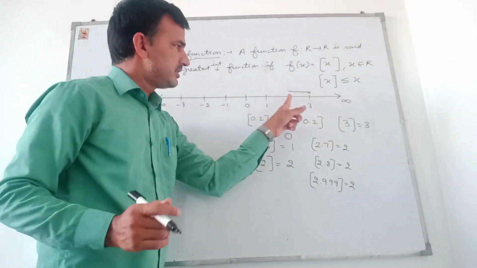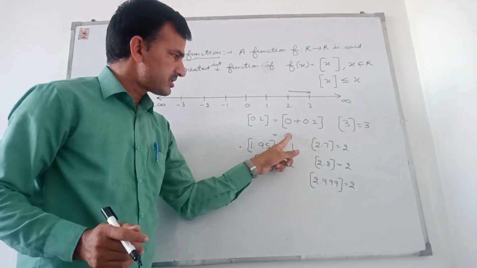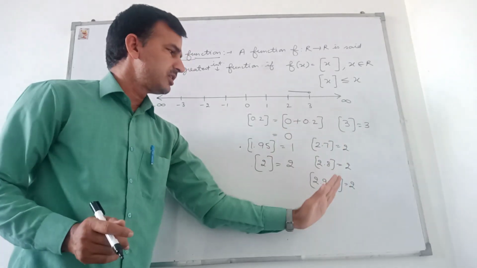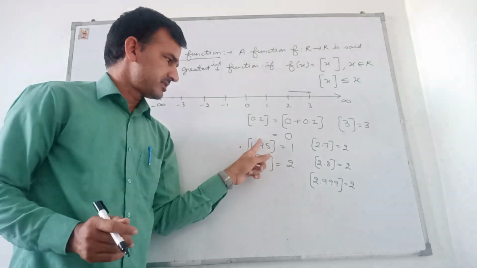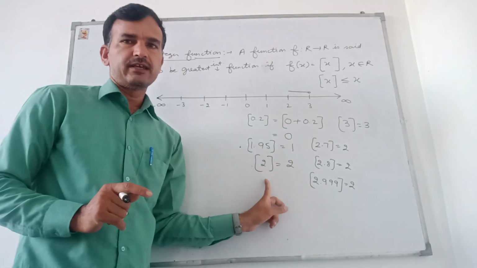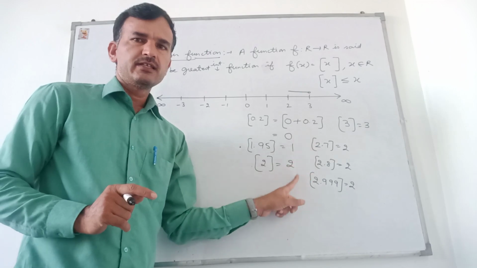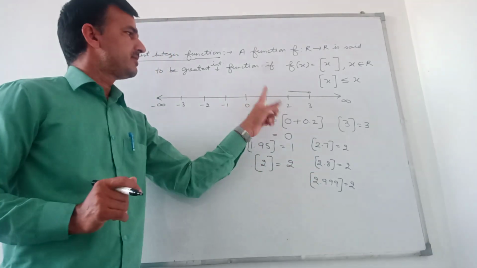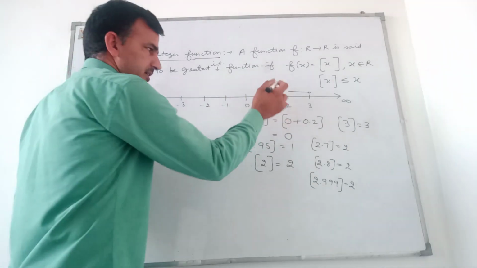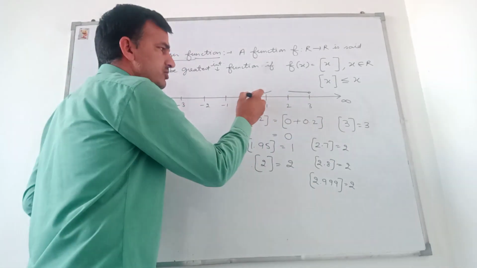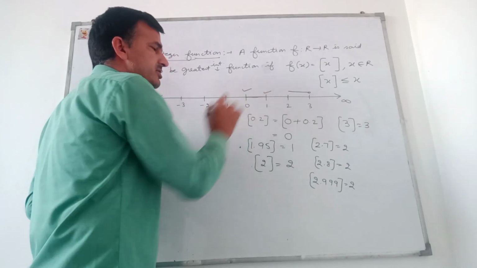These numbers 0, 1, 2 are smaller than or equal to the numbers inside the bracket. Now we can say that any number between 1 and 2, then greatest integer is 1. Any number between 0 and 1, greatest integer is 0.